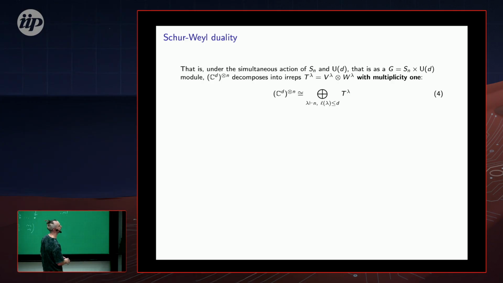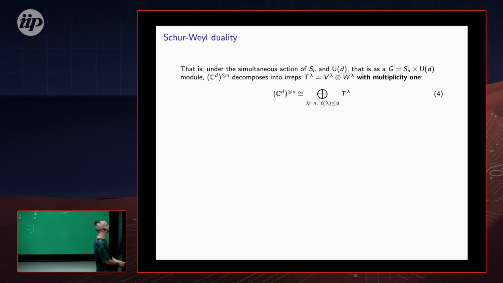Yes, all I'm saying is, if I think of a product group, I call it G, which is this direct product. If you take two groups, you can consider the direct product group, which is essentially the ordered pair of elements of each group. As a module for this group, it decomposes into these T gamma that are irreducibles of these groups with multiplicity 1. This is the Schur-Weil duality statement.